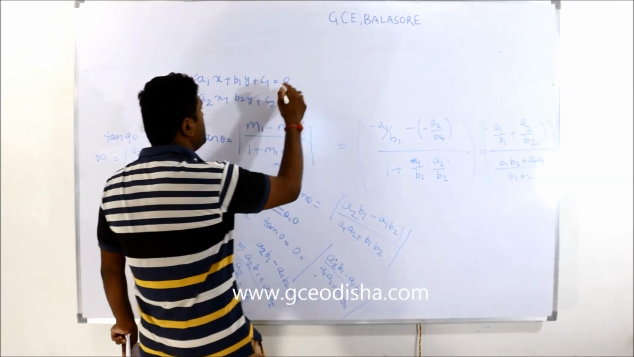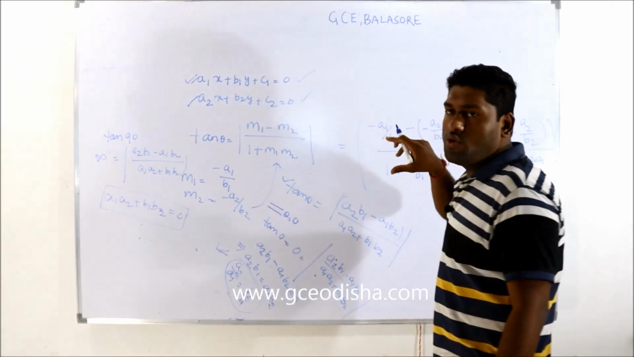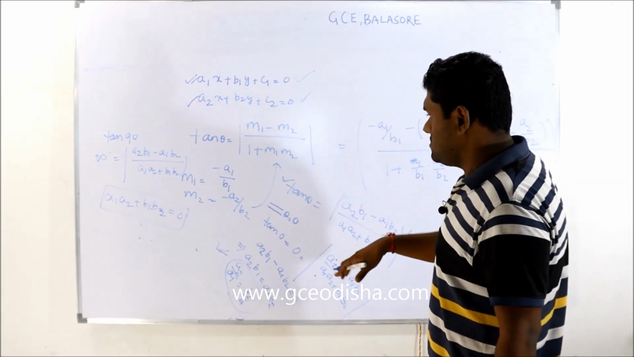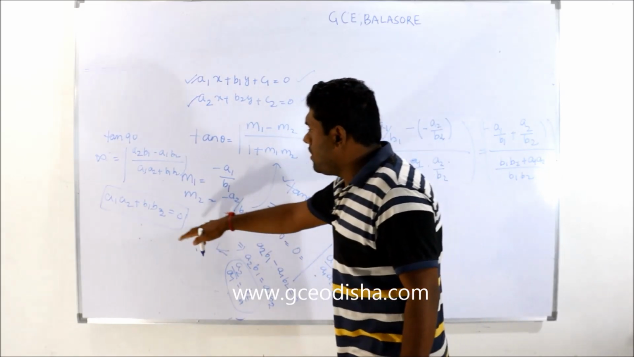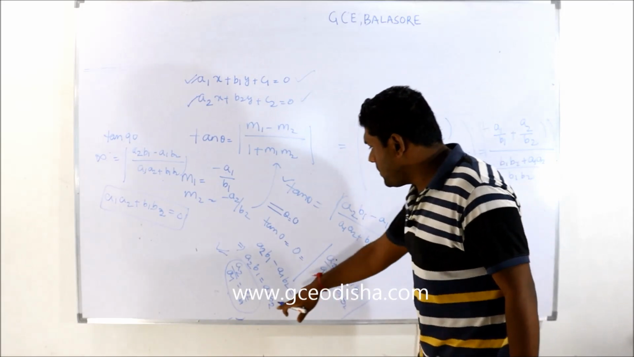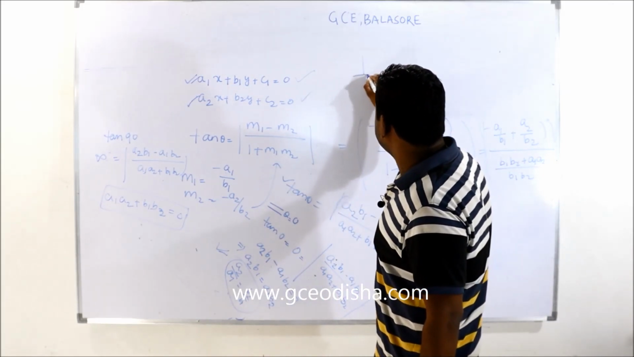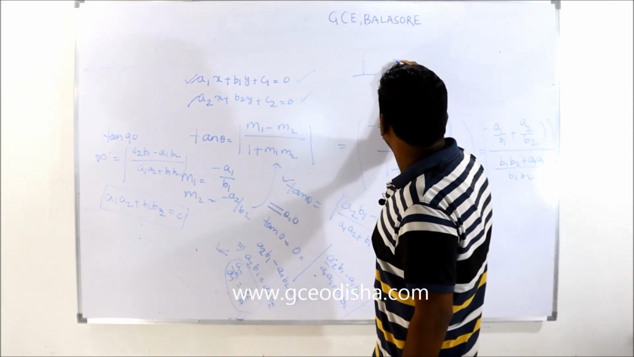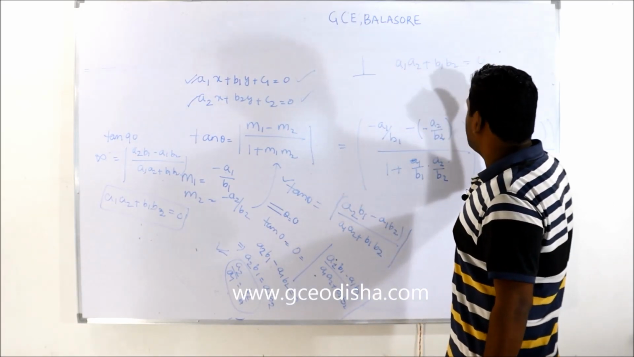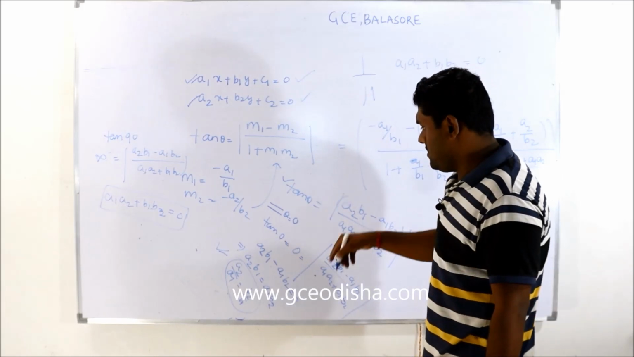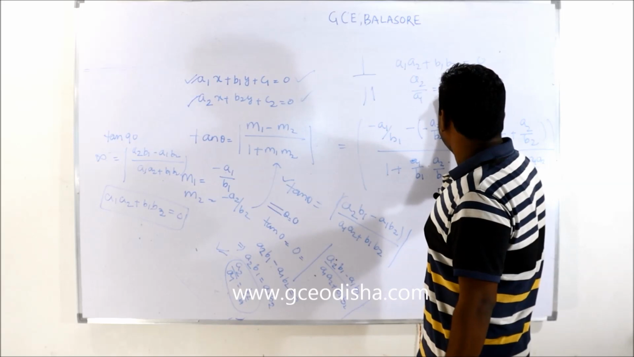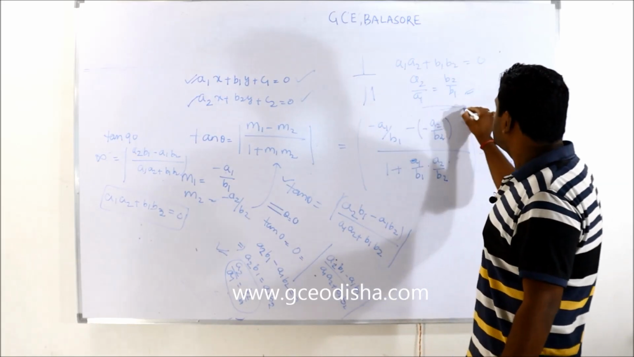There are two conditions that come when they give two lines and ask how the lines are related on the basis of angles. For easy calculation, when the lines are perpendicular, a1 a2 plus b1 b2 is equal to 0. When the lines are parallel, a2 by a1 is equal to b2 by b1. These are the two simplified forms.